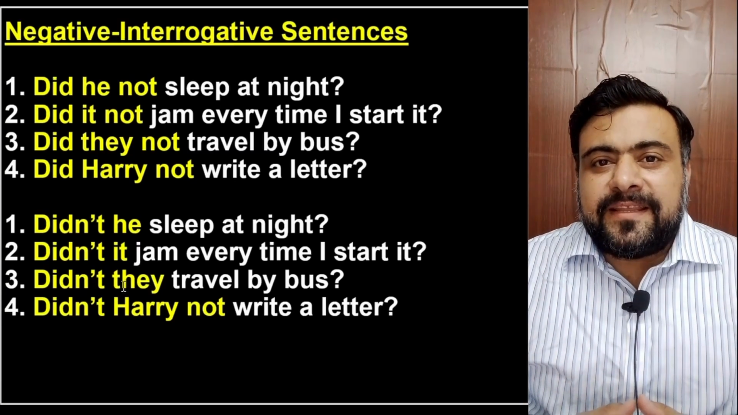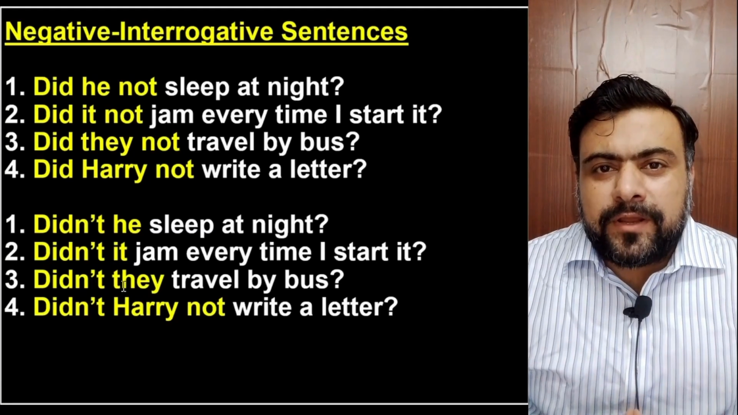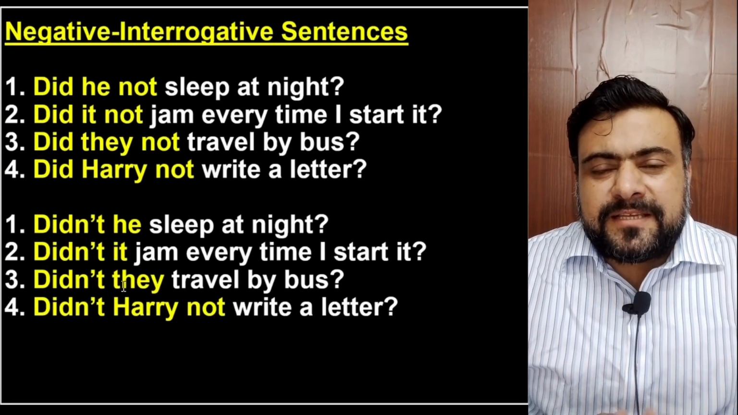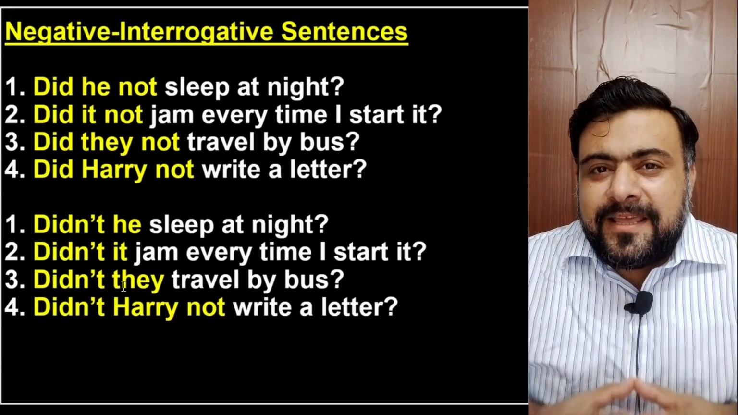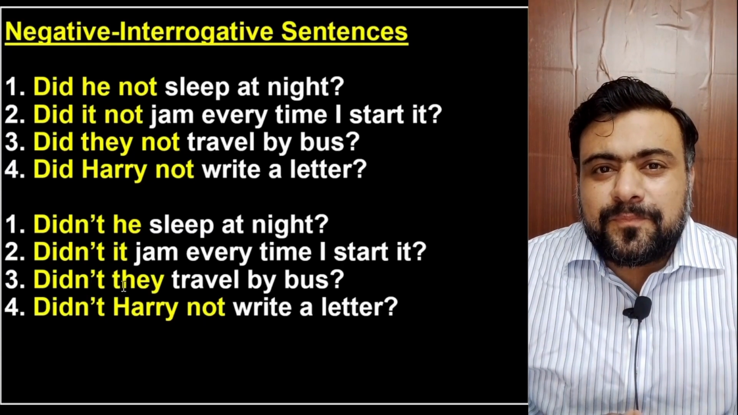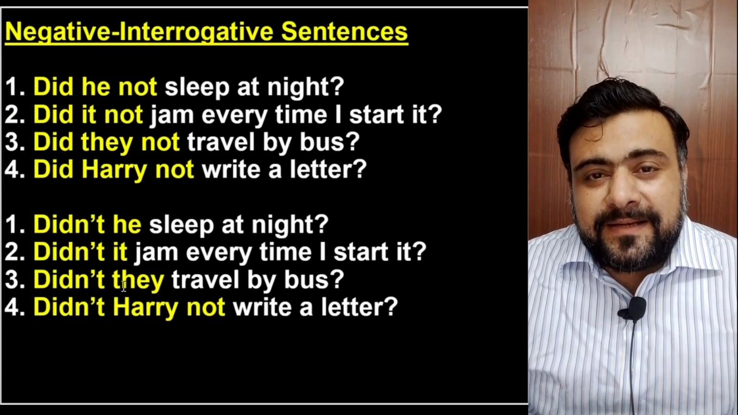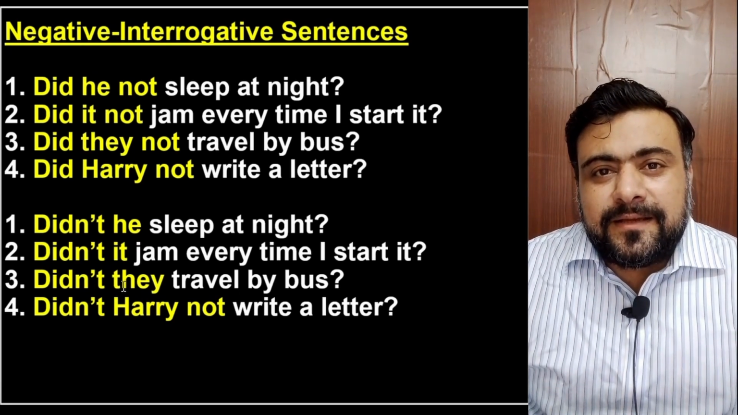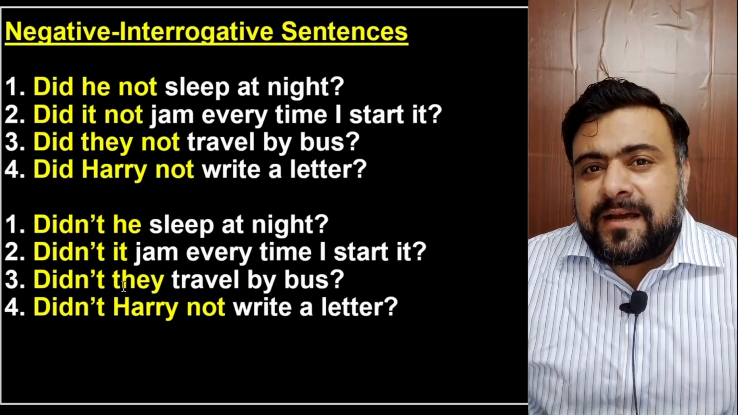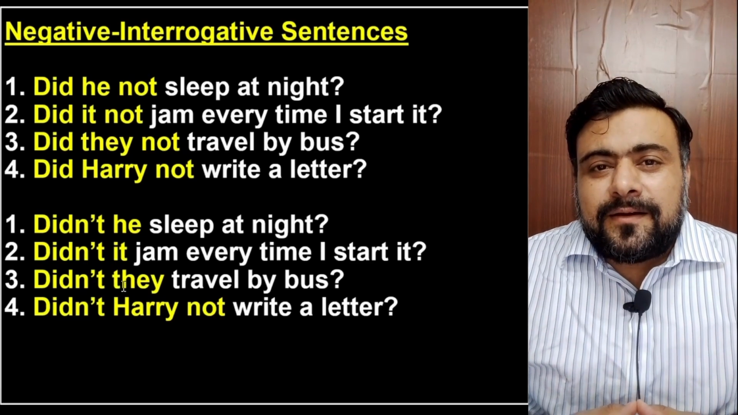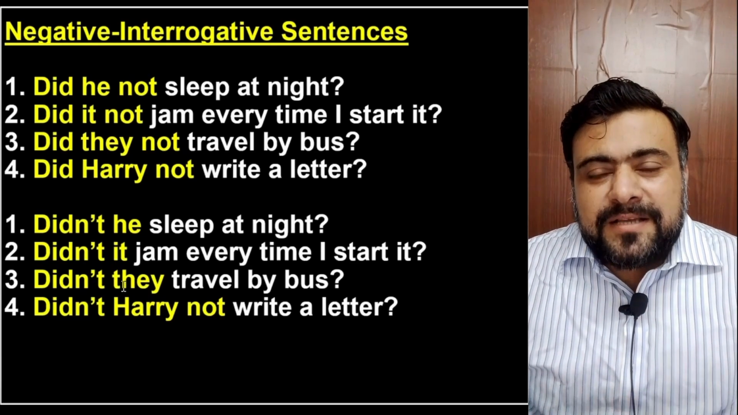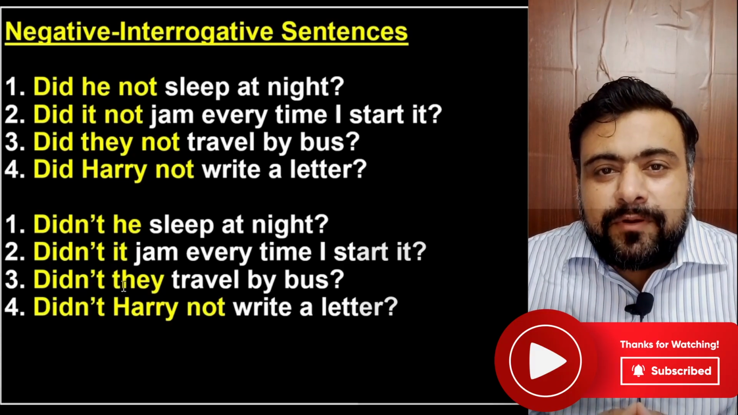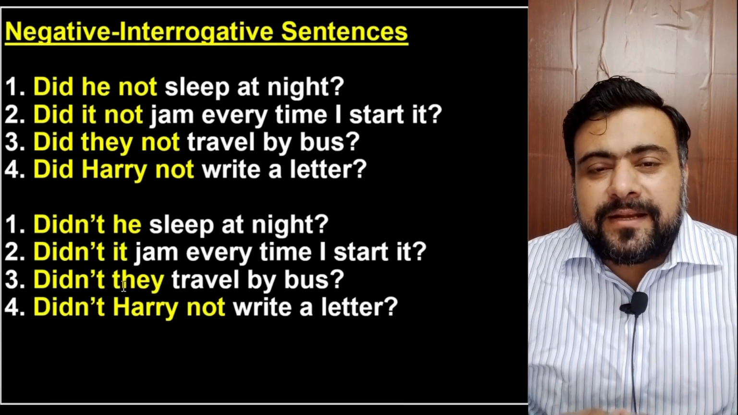Another way of making the negative question or the negative interrogative of the simple past tense is, we simply say, did he sleep at night? Didn't he sleep at night? Did it jam every time I started it? Didn't it jam every time I started it? Did they travel by bus? Didn't they travel by bus? Did Harry write a letter? Didn't Harry write a letter?